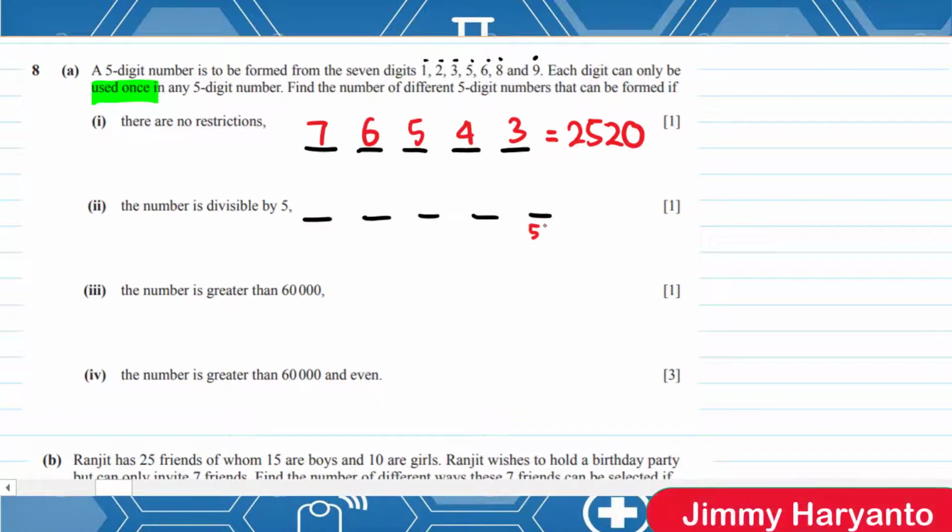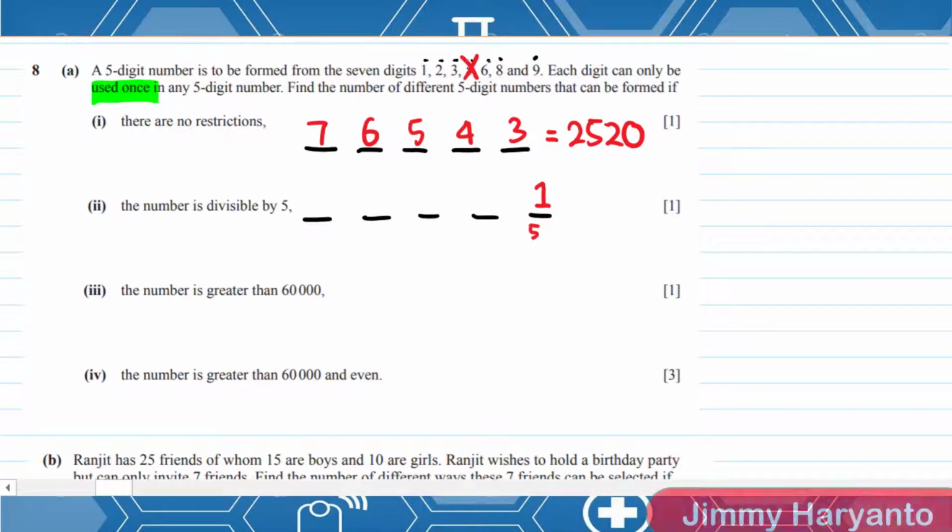But unfortunately, we don't have 0. So we only have 5. Therefore, there will only be one possibility at the back. At the front, because 5 is already used, we can cross out the 5.